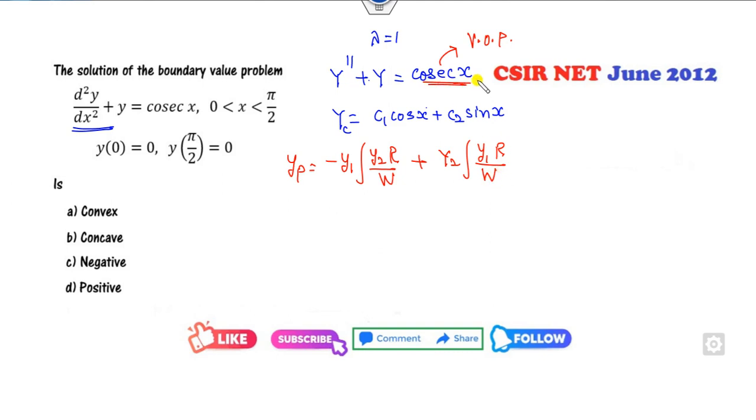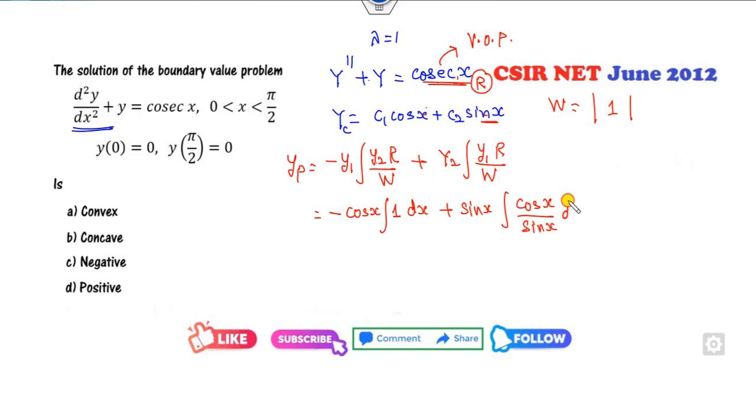This is my r. What is the Wronskian of sine and cosine? It is always 1. So it is minus cos x. Integration of y2 times r: sine times cosecant, that is 1, plus sin x. Integration of cos x times cosecant, that is 1 over sine, r is here.